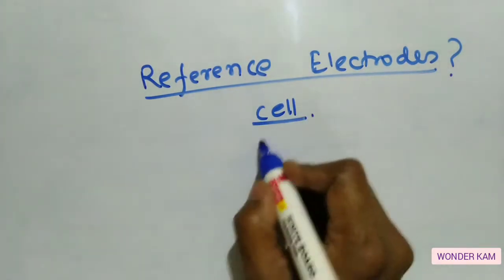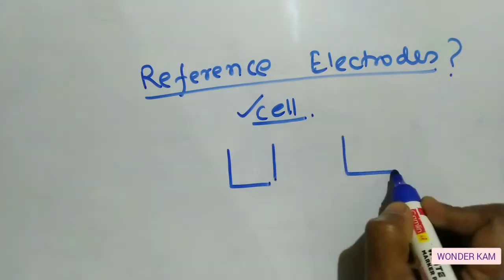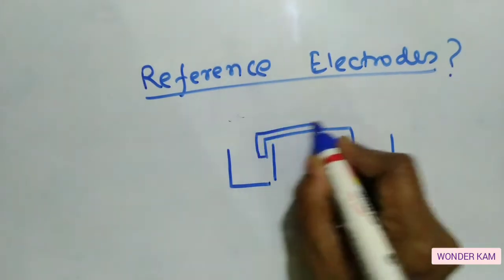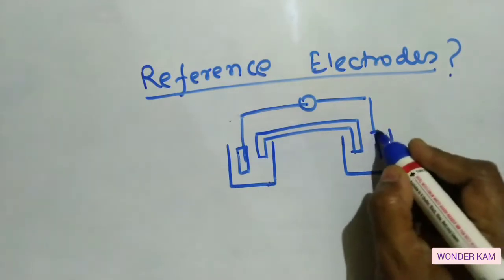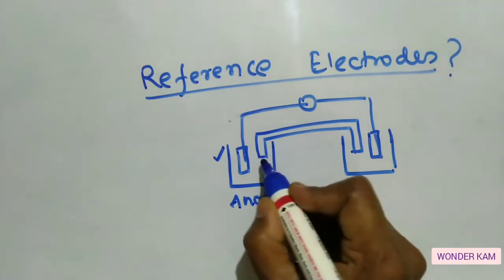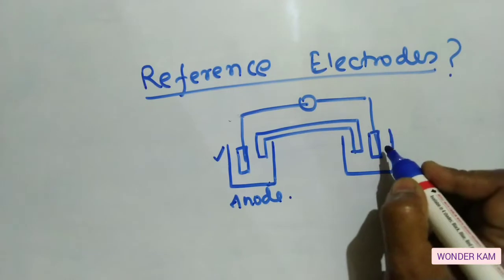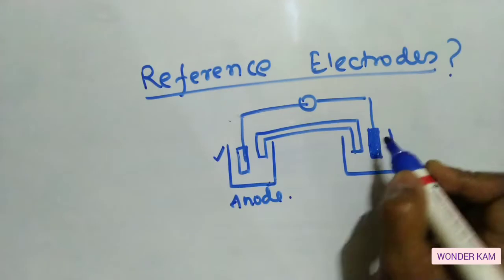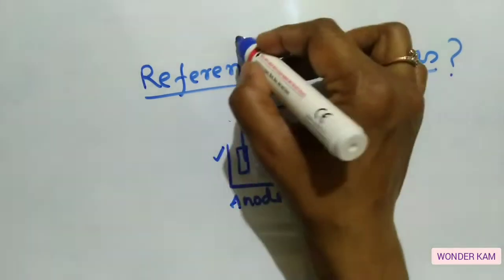So you know, for making a galvanic cell, we need 2 electrodes or 2 half cells. And the potential which is obtained from that cell is your cell potential. If the potential of one electrode is known, suppose this is the anode and its electrode potential is known, then from the cell potential we can find out the electrode potential of the cathode. So a reference electrode can be used as the anode to determine the potential of the cathode. So this is the function of a reference electrode.